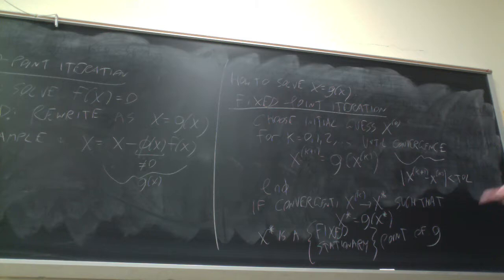Now, as I've written here, this point can be called a fixed point. It can also be called a stationary point. Where have we seen the term stationary come up before? Recently. Very recently. Yeah, stationary iterative methods for Ax equals b.